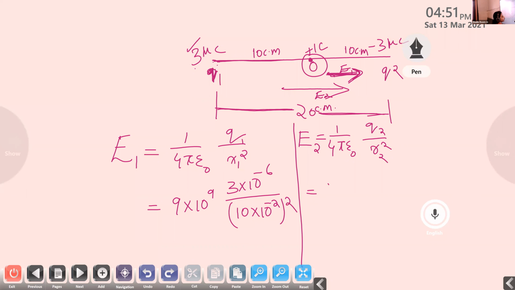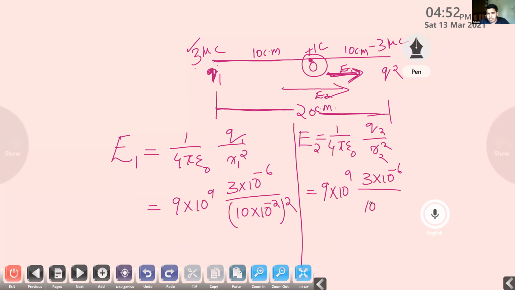So it becomes equal to 9 into 10 raised to 9. Q2 is here minus 3 coulomb, but we are not considering the sign. We are considering only the magnitude. It becomes 3 into 10 raised to minus 6 divided by R2 square. Here also the distance of separation between S.